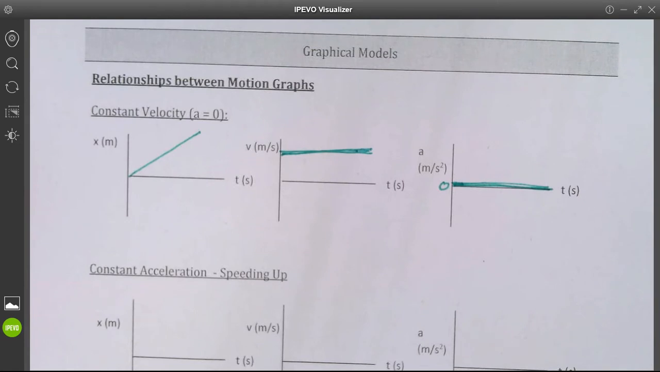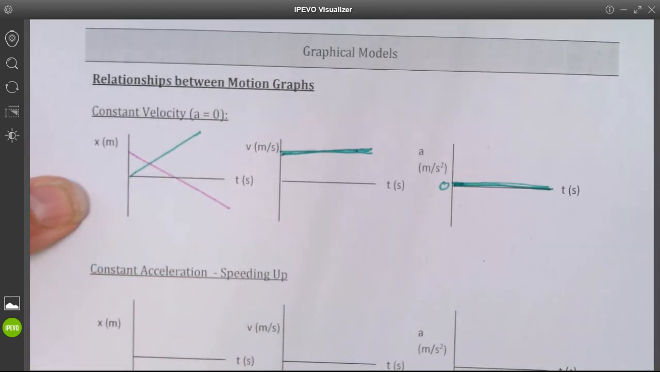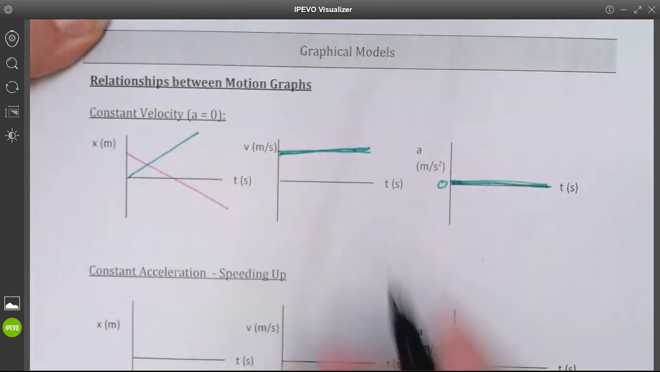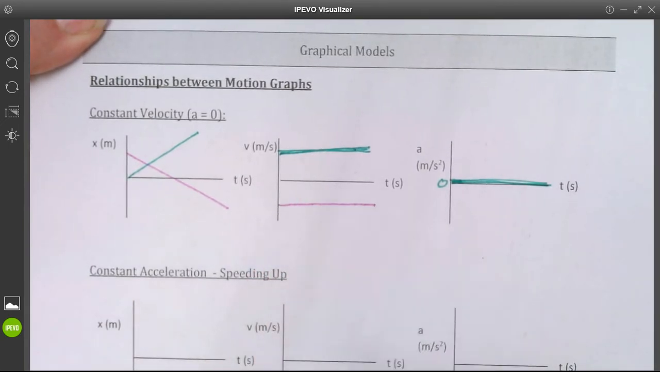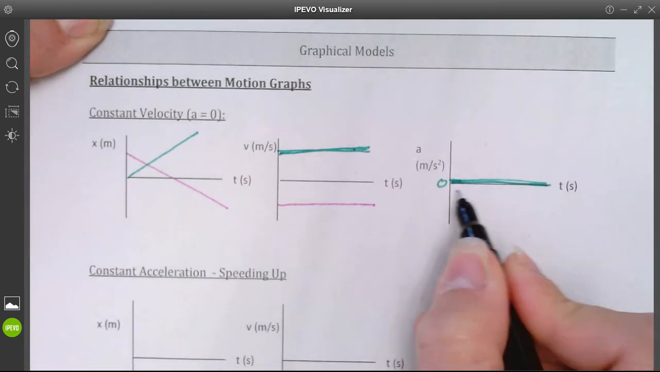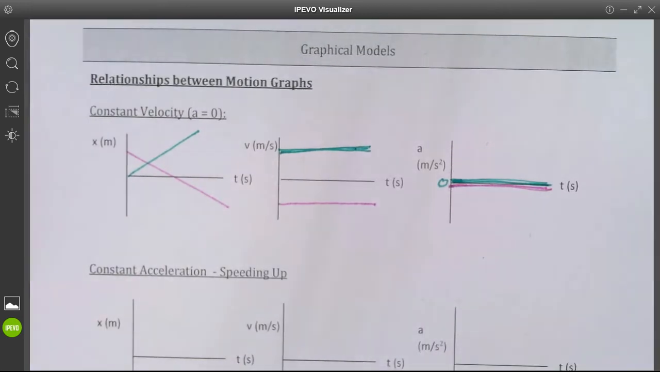Okay, now let's take a look at another kind of constant velocity motion. Maybe we have constant velocity motion in the negative direction. So we see a negative slope right there. That means our velocity is negative and it is constant. Okay, but our acceleration is still zero. So just a couple of examples.